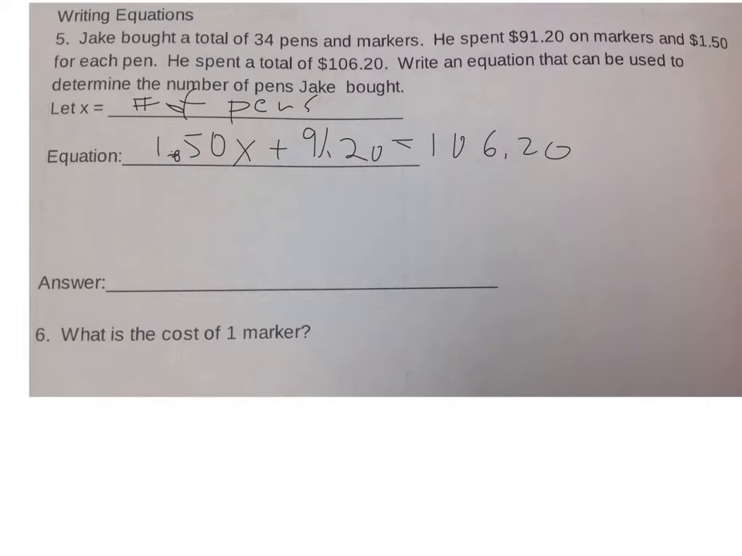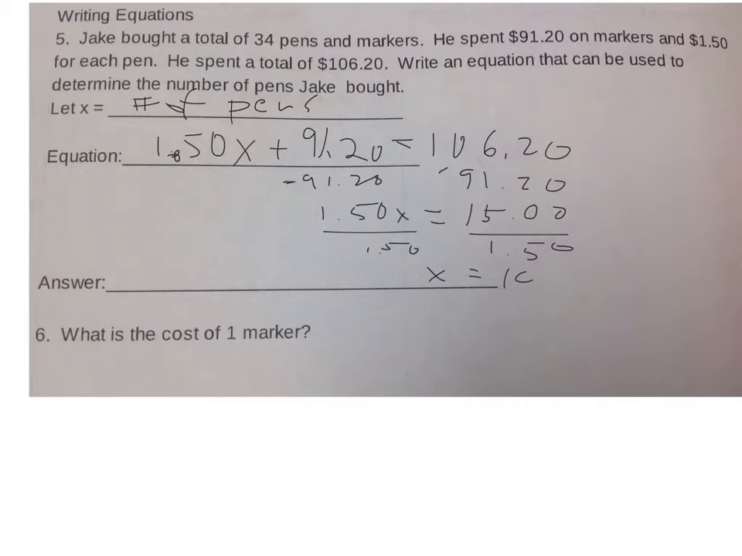So when we go ahead and work this out now, you would subtract $91.20 from both sides, and you will end up getting $1.50 times x equals $15. So when you divide by $1.50, you're going to end up getting x to equal 10 pens. And that's your answer here.